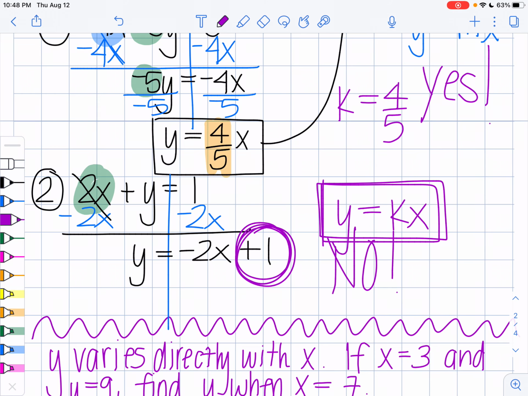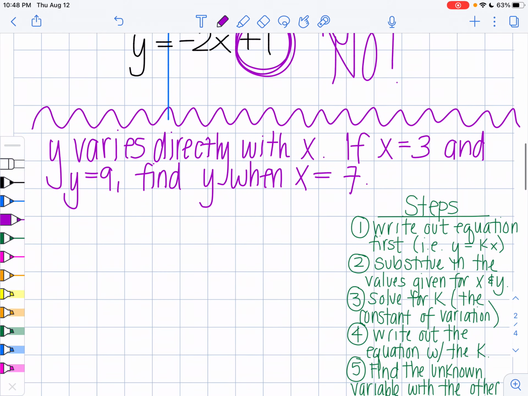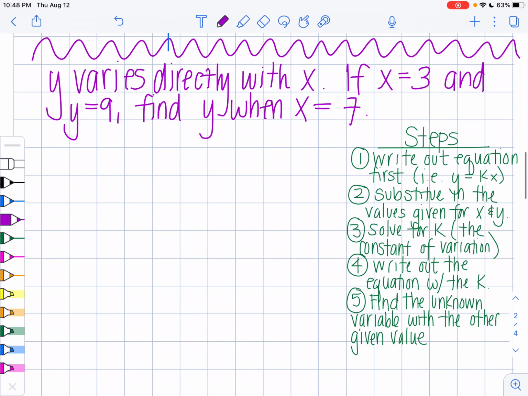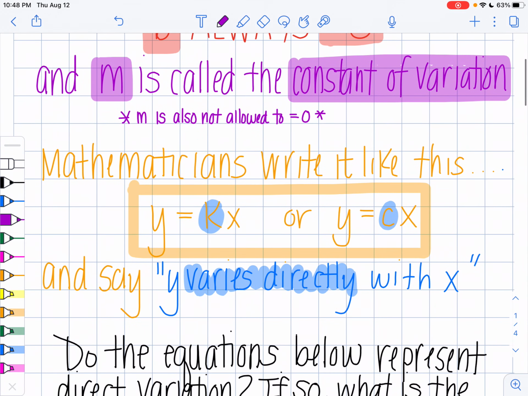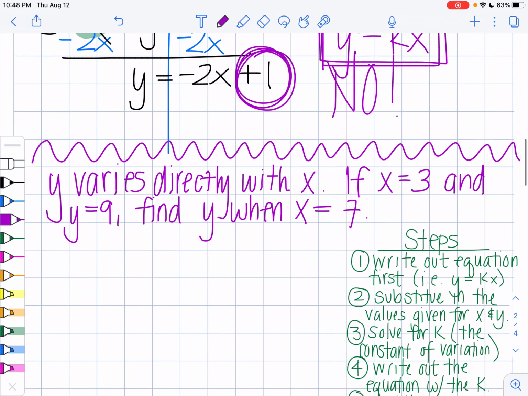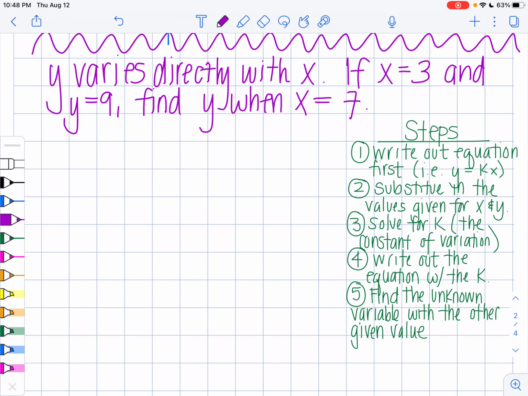So that's the first kind of problem they can give you. Second one is kind of more like a story problem. It's going to say y varies directly with x. That's that whole mathematician thing I set up here, how they describe this equation. Y varies directly with x. If x equals 3 and y equals 9, find y when x equals 7.